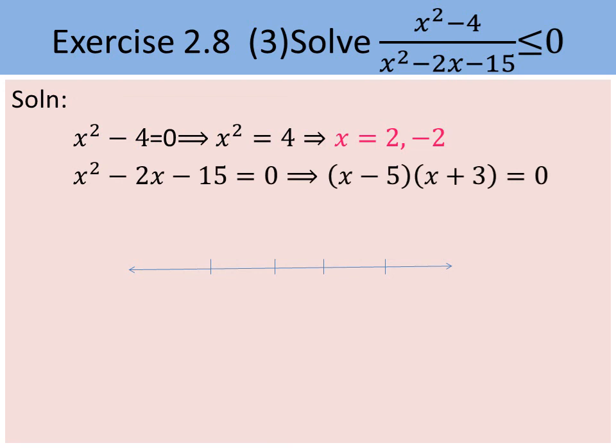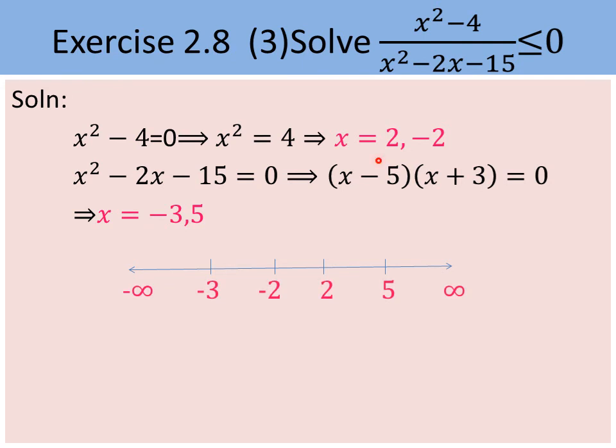Now you can factorize the denominator value. X square minus 2x minus 15 equal to 0. You can write it as x minus 5 into x plus 3. When we add, you'll get minus 2. When you multiply, you'll get minus 15. So x values are minus 3 and 5.